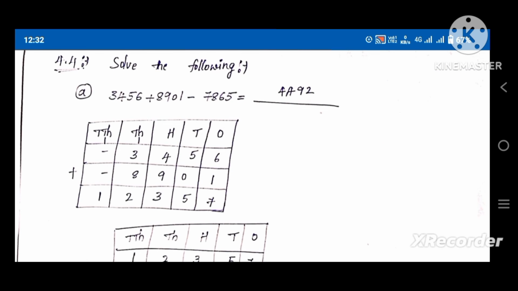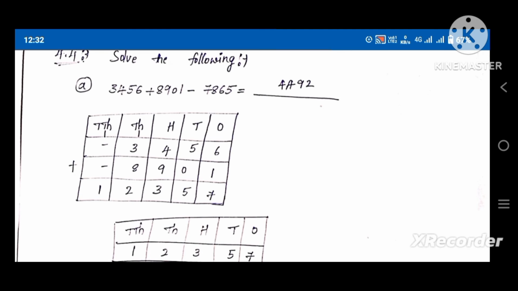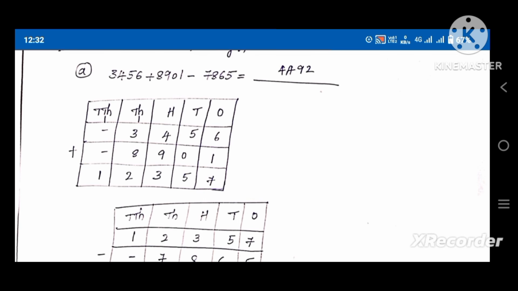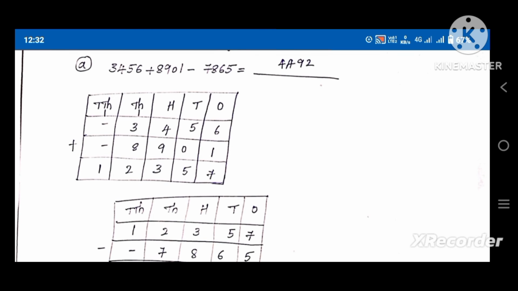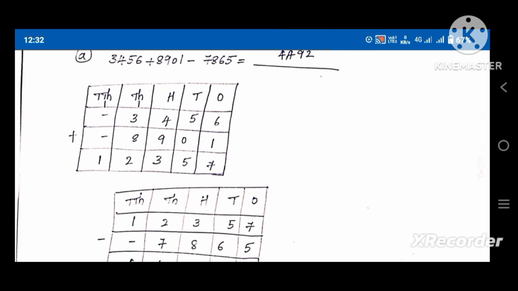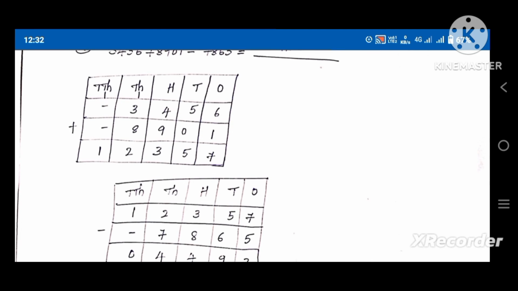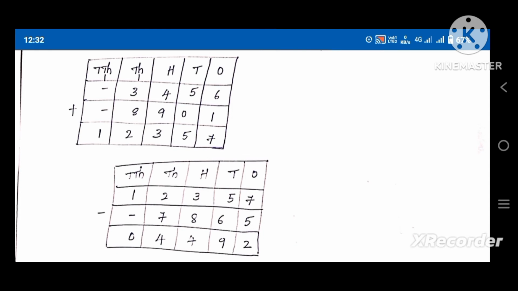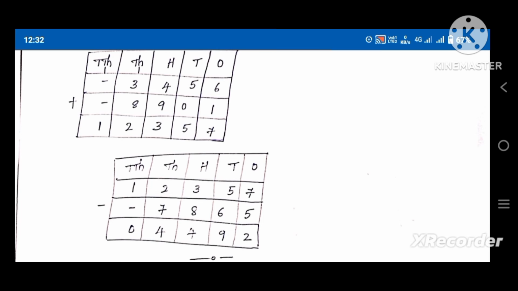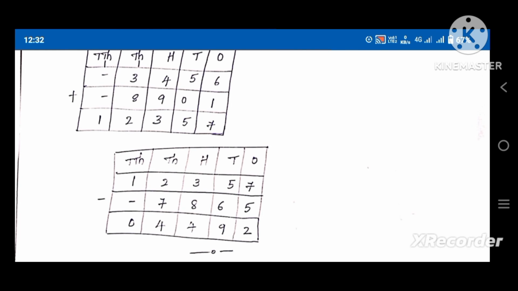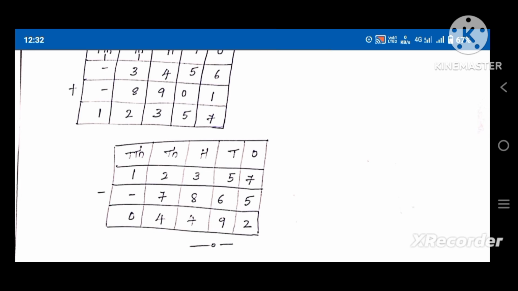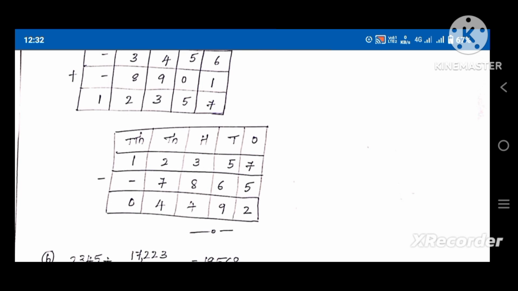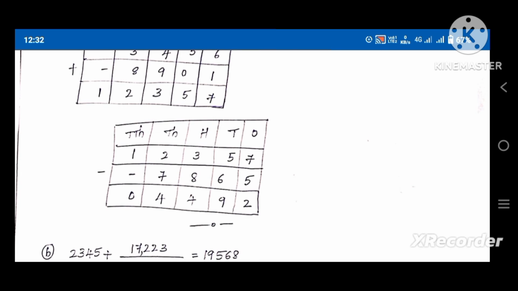4.4. Solve the following. A. 3,456 plus 8,901 minus 7,865 is equal to 4,492. First we add the numbers and then we subtract. First we add 3,456 plus 8,901. Then we get the answer 12,357. To this we subtract 7,865. We get the answer 4,492.